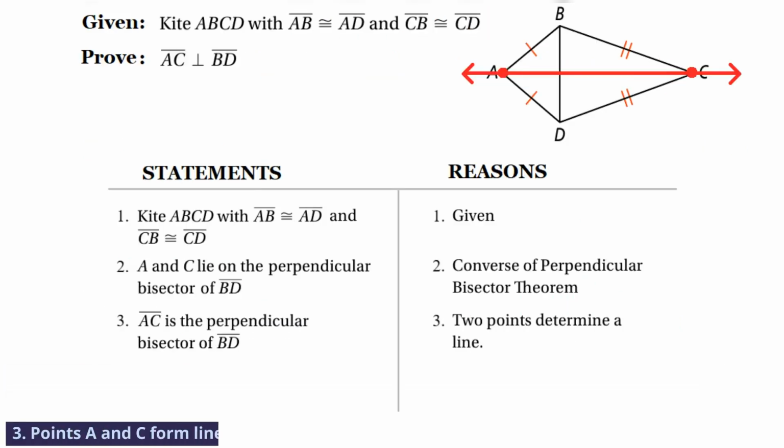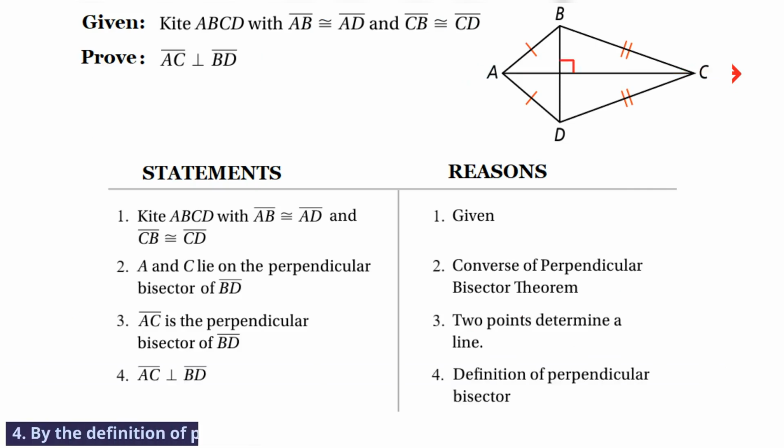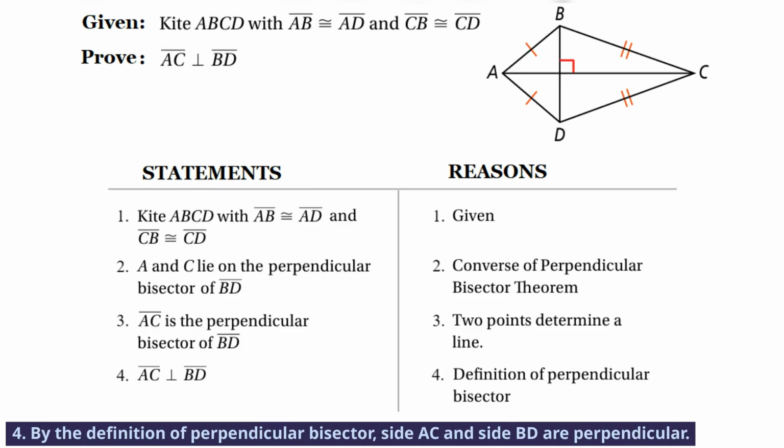3. Points A and C form line AC. 4. By the definition of perpendicular bisector, side AC and side BD are perpendicular.